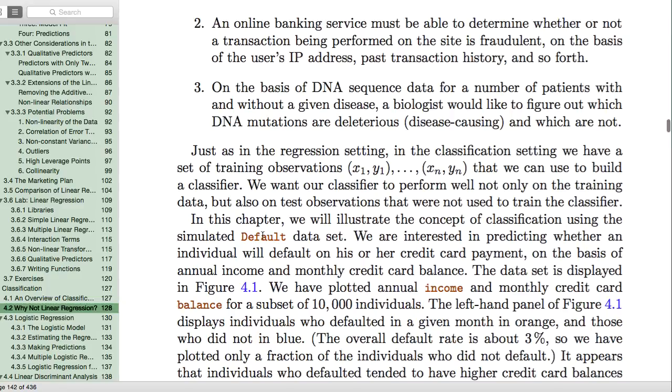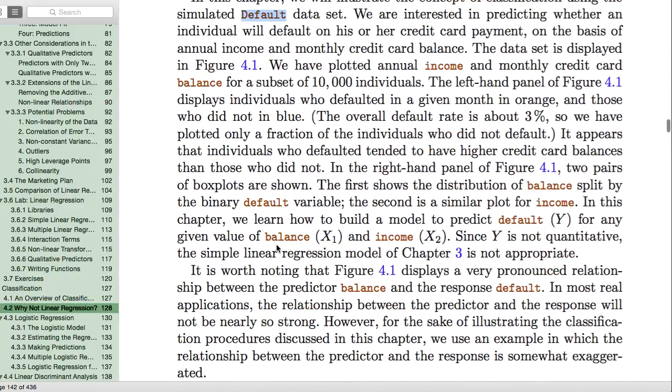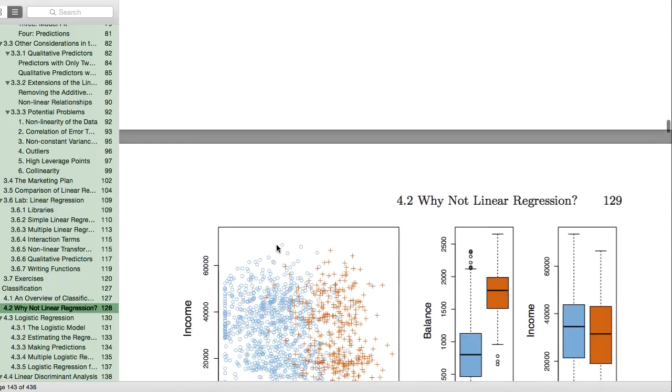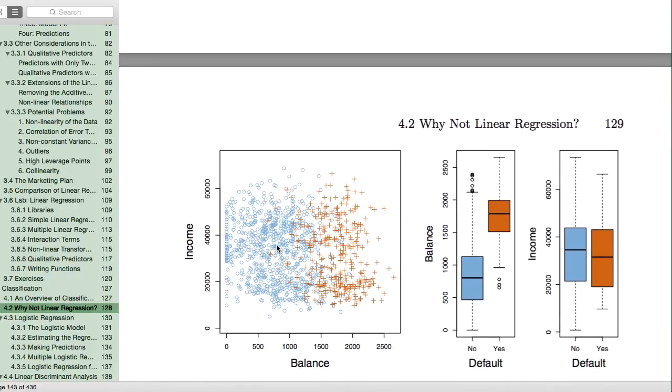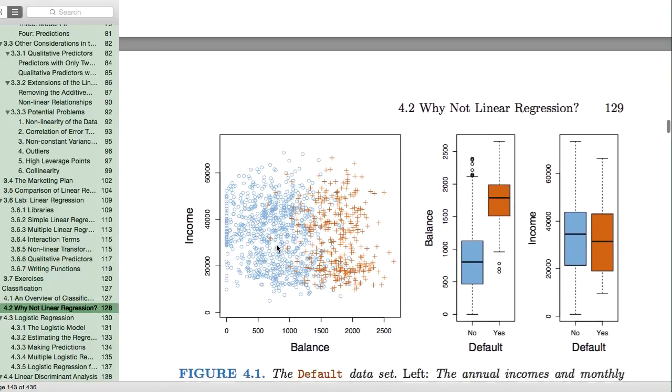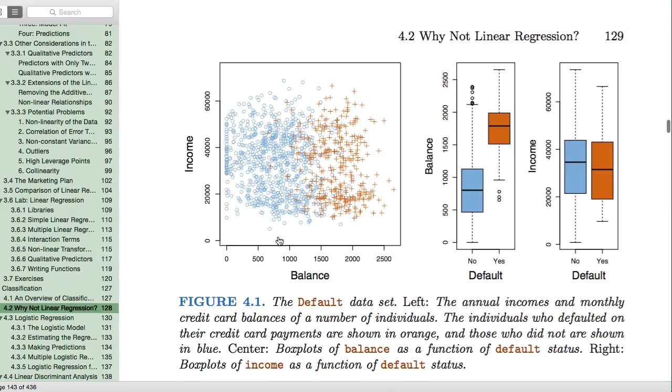And we're going to use the default data set. Now, the default data set in this context means defaulting on credit card debt. So here's a picture of the default data set. And what it is, 2 kinds of people: the nice circles and the naughty pluses. So the nice circles are people who did not default on their credit card debt, and the pluses are people who did default on their credit card debt.